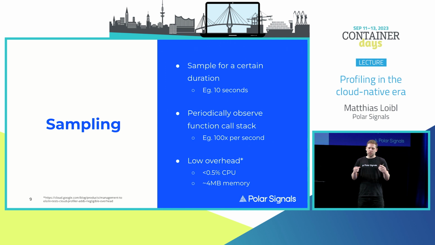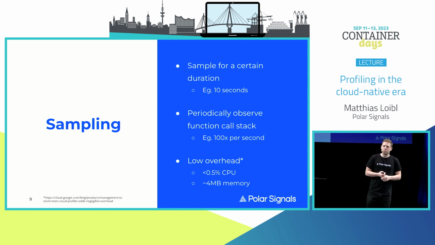It is just looking at what the program is doing 100 times per second. That sounds quite a lot, but we know CPUs are quite performant these days, so we can take a look at the call stack, what the current program state is, and record that 100 times per second, for example, and then we get a good statistical overview of how the program is doing over time. And the cool thing is it comes at a pretty low overhead, less than half a CPU percent, or maybe at most 2 or 3% overhead for CPU.